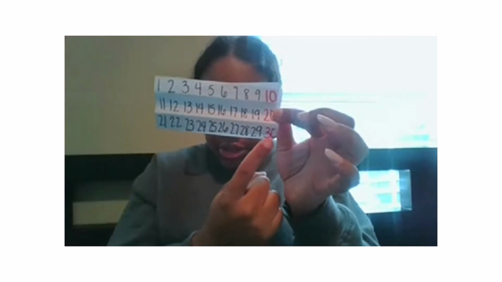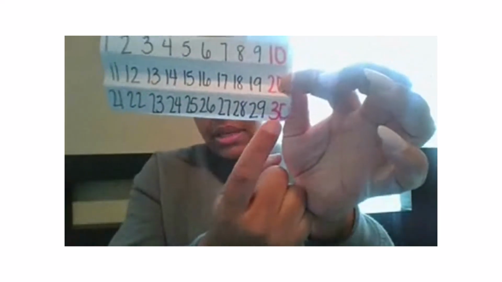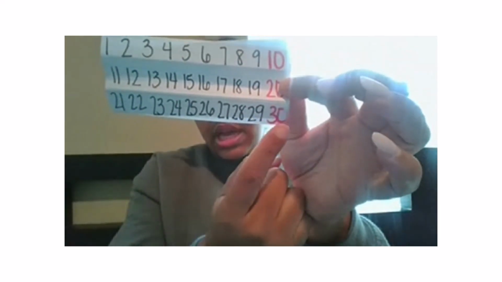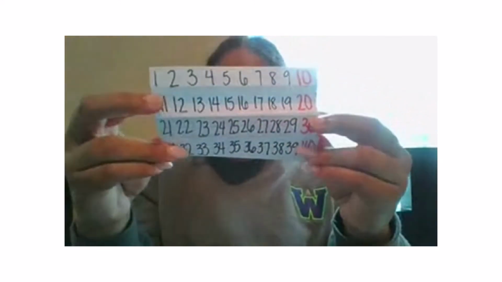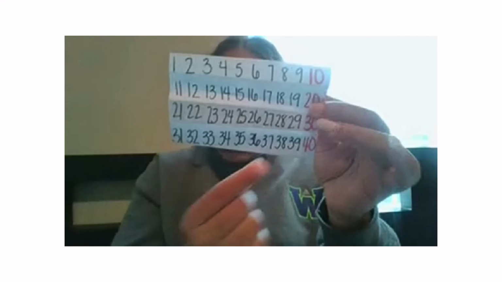How many tens do you have? 3 tens. 3 tens is the same as what? 30. So if I'm looking at this number, how many tens are in this number? 3. How many ones? 0. That makes 30. Great job. All right. So you have 30. Moving on.